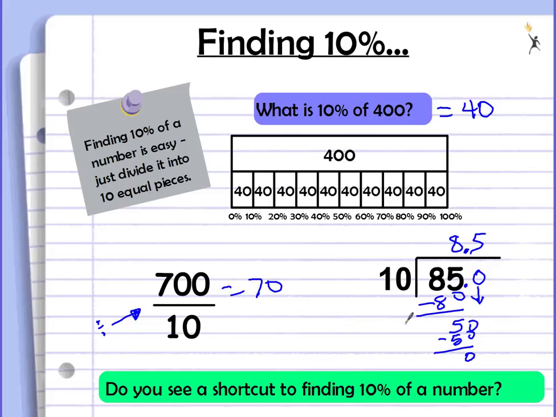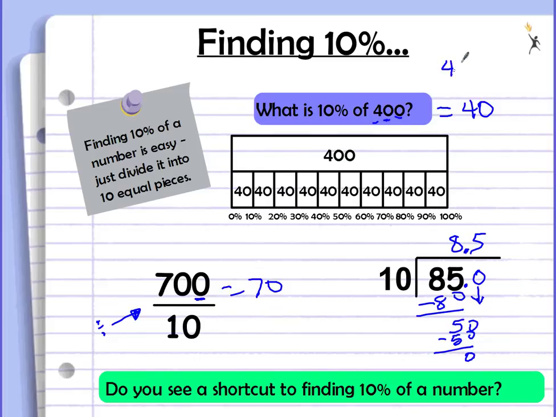So do you see a shortcut for finding 10% of a number? To go from 400 to 40, what did we do? We lost a place value, didn't we? We had 3 place values. Now we have 2. To go from 700 to 70, what happens? We lost a place value, right? And what about from 85 to 8.5? The decimal got moved to the left 1 place value.